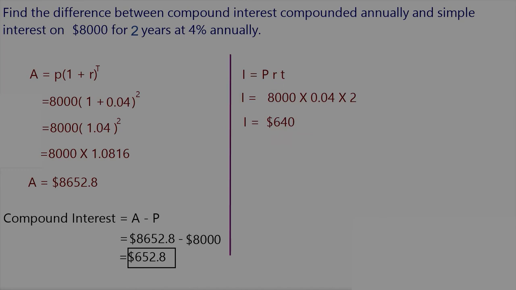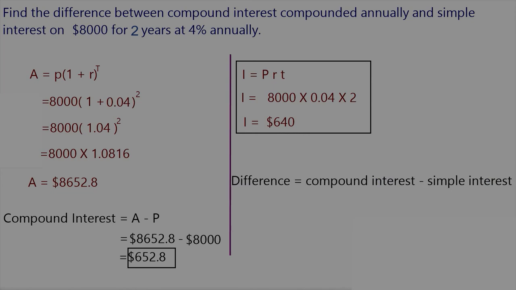Since we found the compound interest and the simple interest, we can now find the difference between them, which simply means that we have to minus the simple interest from the compound interest. The compound interest is $652.8 and the simple interest is $640. We get the difference to be $12.8 after we minus.